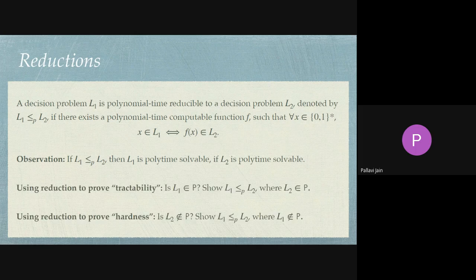So reductions in general can be used for two things. They can be used to show tractability, or showing that some problems are easy. Suppose you want to show that some problem L1 is in P. All you have to do is reduce L1 to L2, where L2 is already known to be in P. Similarly, it can also be used to prove hardness. If you want to prove that L2 is not in P, all you have to do is reduce some decision problem L1 to L2, where L1 is already known to be not in P.